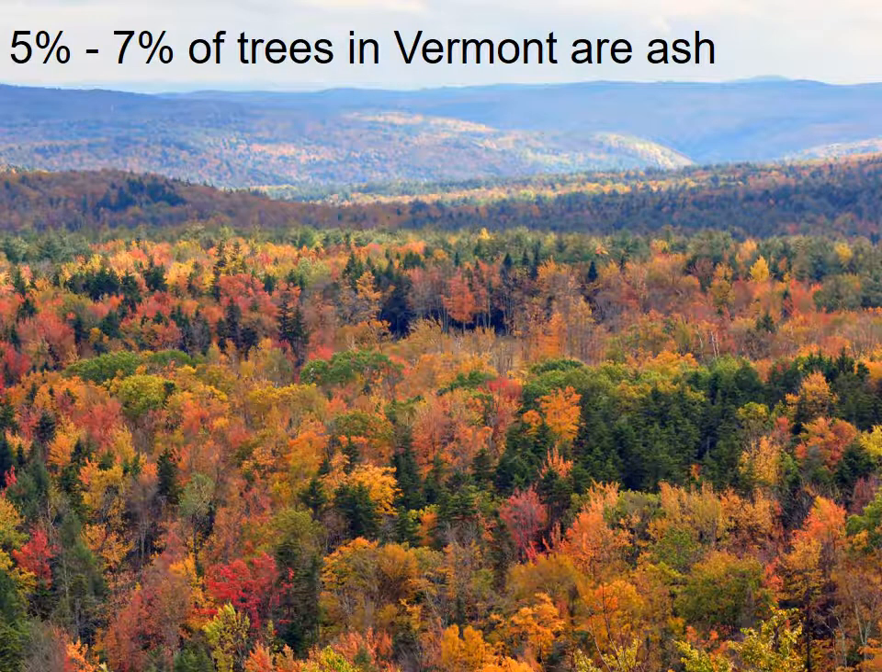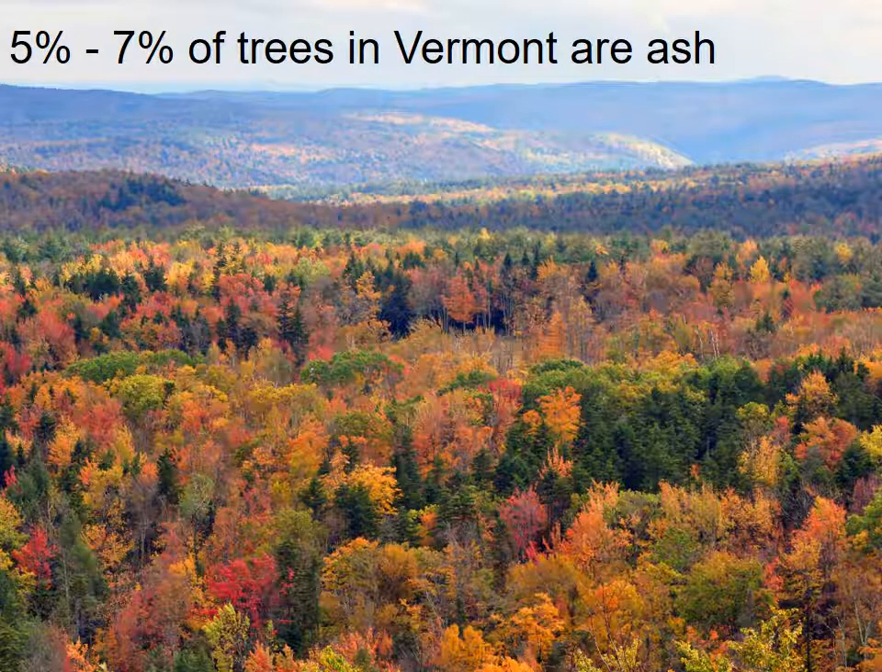In Vermont, ash trees are found throughout the state and are considered an early successional species, which grow well in disturbed areas. Landscape-wide, 5 to 7% of the trees in Vermont are ash. However, in some regions, ash can compose 20 to 70% of a forest community.